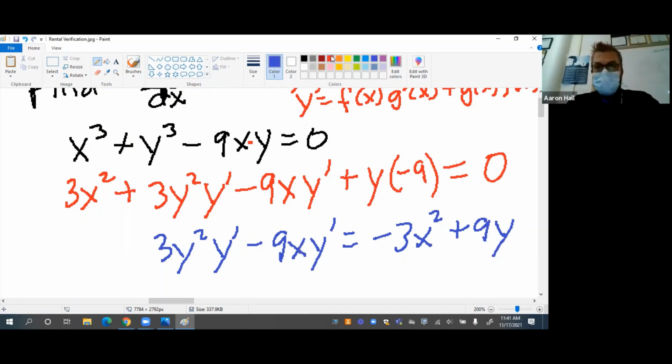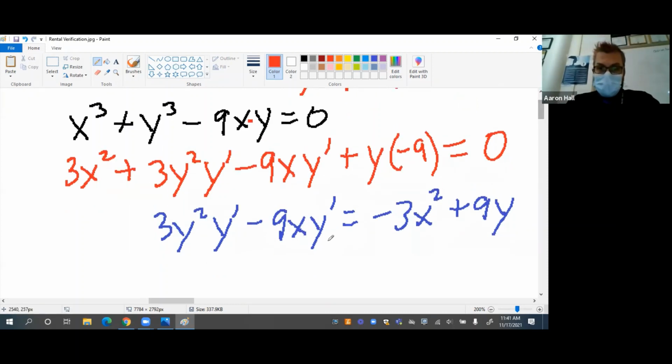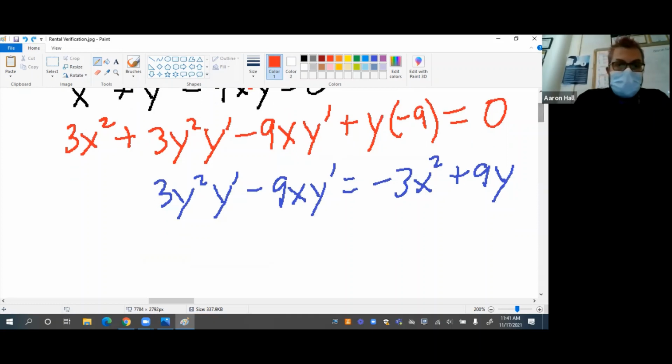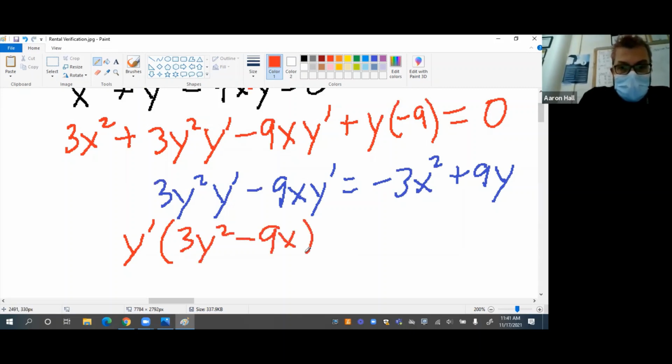Then your next step is to factor y prime out of 3y squared y prime minus 9x y prime. Okay, we're factoring. Good job. So I have y prime times the quantity of 3y squared minus 9x. We'll leave the other side the same. Now what?